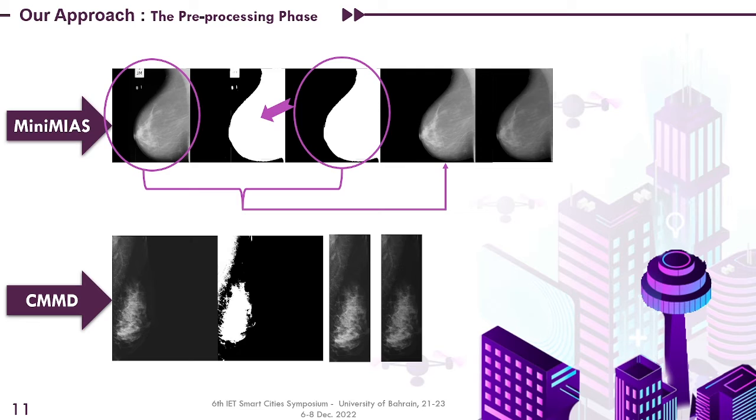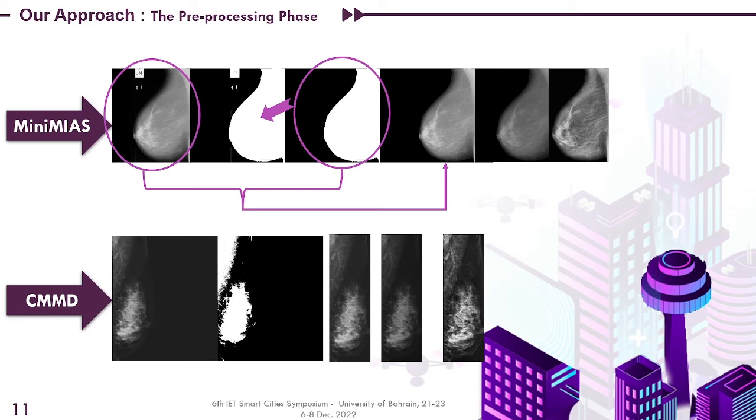After that, the objective of contrast enhancement is to improve the low contrast of mass pixels. Therefore, it is used in images that include abnormalities. To accomplish that, we use contrast limited adaptive histogram equalization, the CLAHE filter.